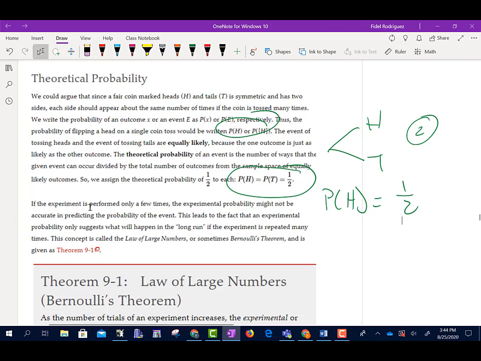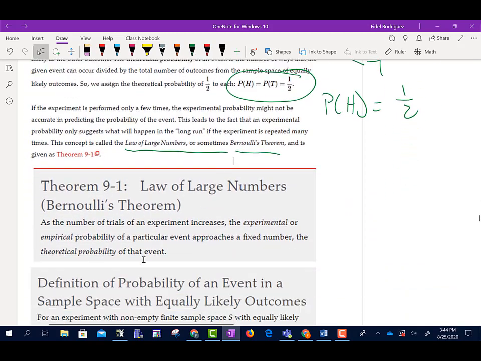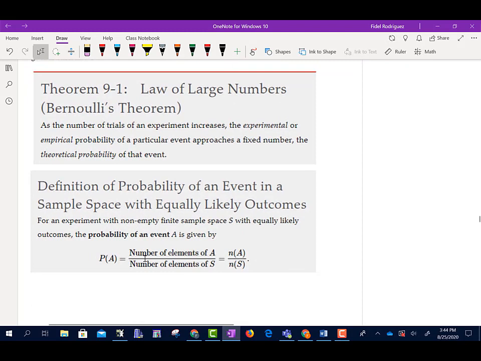Okay, and it says, if an experiment is only performed a few times, the experimental probability might not be accurate in predicting the probability of an event. This leads to the fact that an experimental probability only suggests what will happen in the long run if the experiment is repeated many times. This concept is what we call the law of large numbers, or Bernoulli's theorem. Okay, so it just says here, as the number of trials in an experiment increases, an experimental or empirical probability of a particular event approaches the fixed number, the theoretical probability of that event.